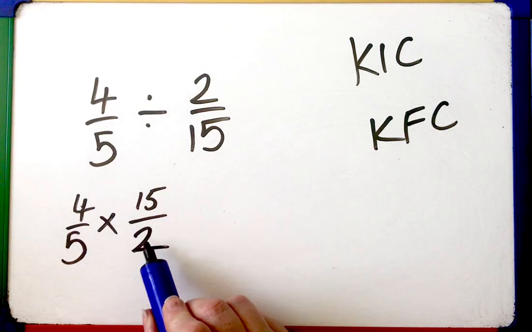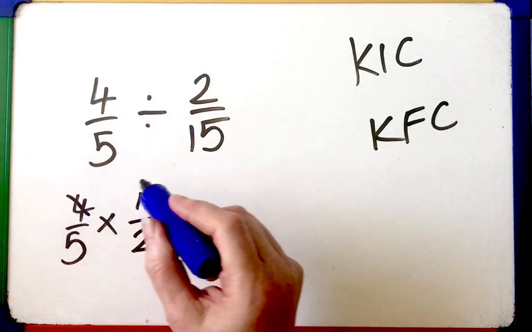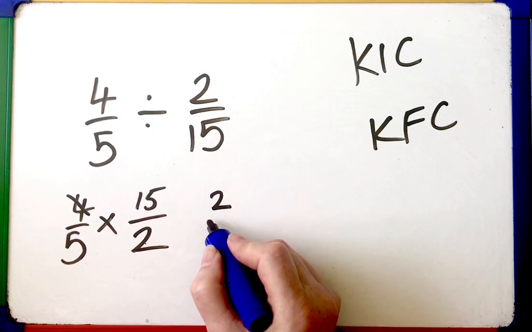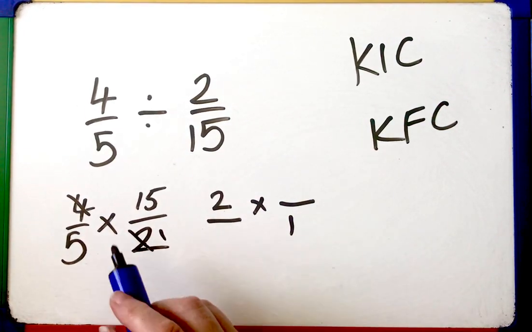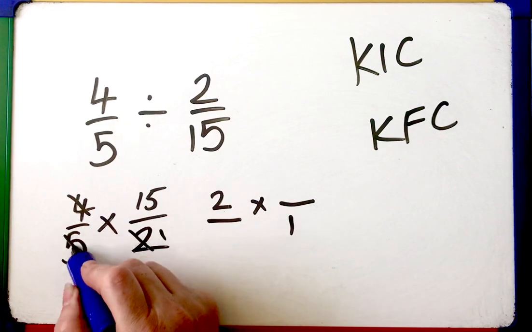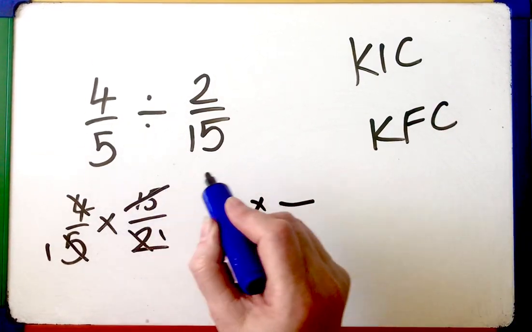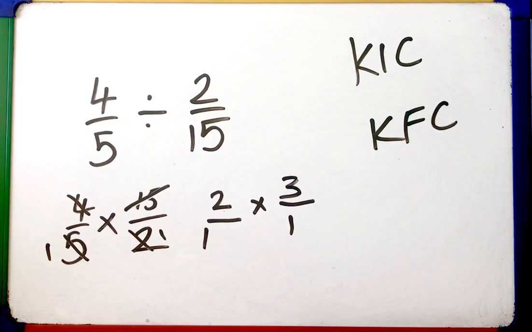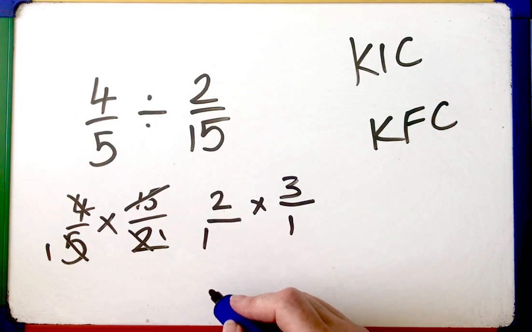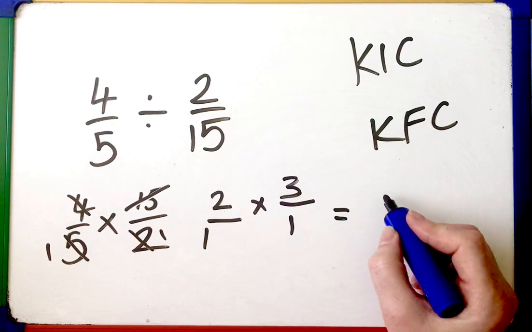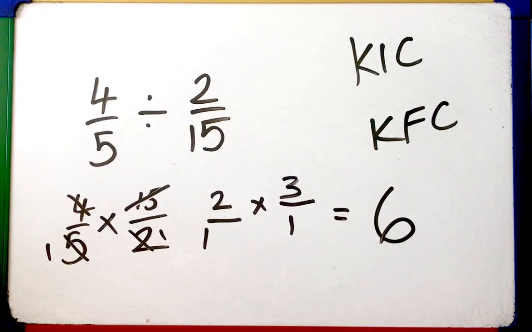Well, I can cancel the 4 and the 2. 2s into 4 goes 2. 2s into 2 goes once. And 5 and 15 can be cancelled. 5s into 5 goes once. 5s into 15 go 3. So I've just got 2/1 times 3/1. 2 3s are 6. It's 6 whole ones. How nice is that?